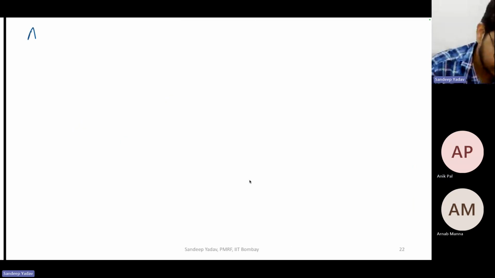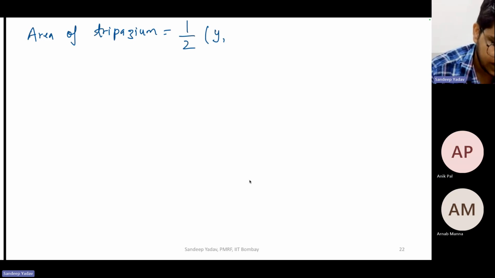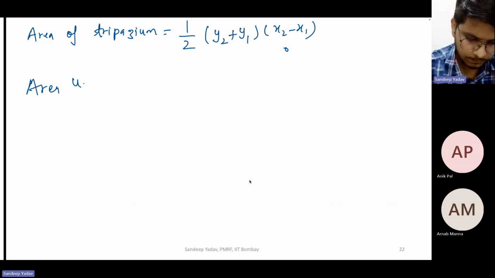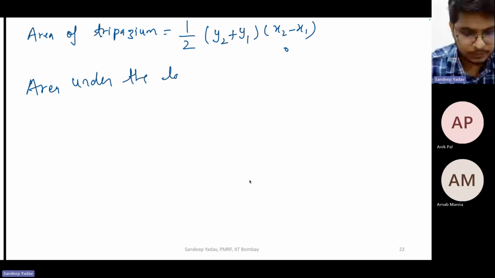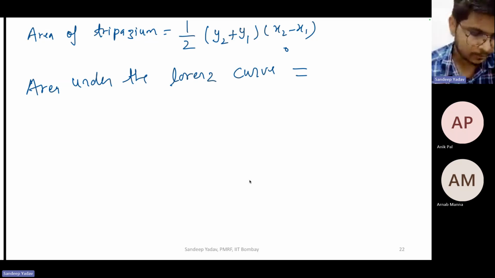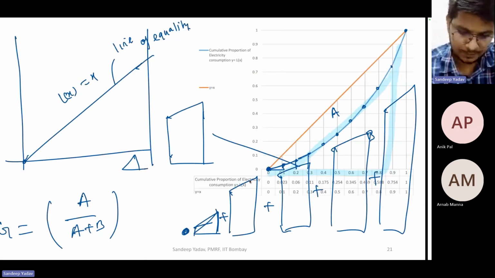So now let's see, the area of a trapezium will be 1 by 2. This is basic 8th class math: (y1 plus y2) into (x2 minus x1). The area under the Lorentz curve will be the sum of all the areas that we are having here.